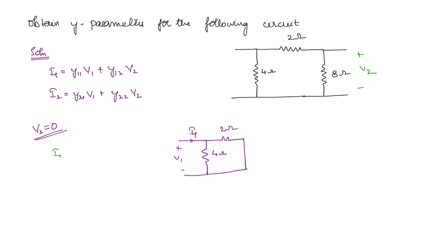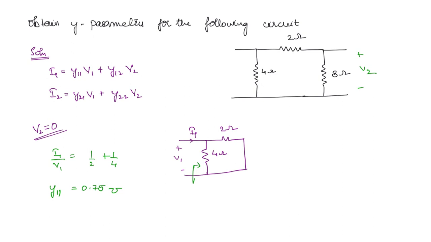Here I1 by V1 will be the equivalent admittance seen through this. So what will be the admittance? The reciprocals, sum of reciprocals. So 1 by 2 plus 1 by 4. So you are going to get 0.75. So this is equal to Y11. What will be the units here? It will be mho. You can write Siemens as well.